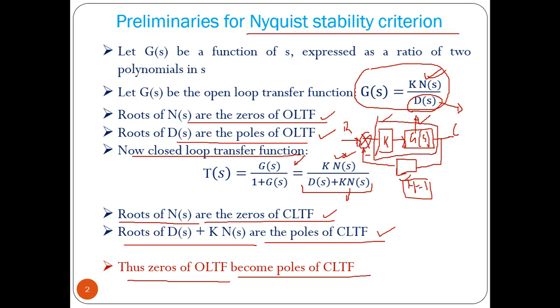That means from the open loop system we can find out whether the closed loop system is stable or not, and we can find out the relative stability. That means how many poles are there on the right half plane, that we can also find out, just like the Routh-Hurwitz stability criterion.